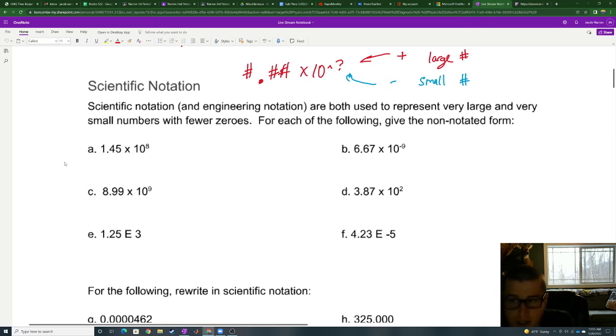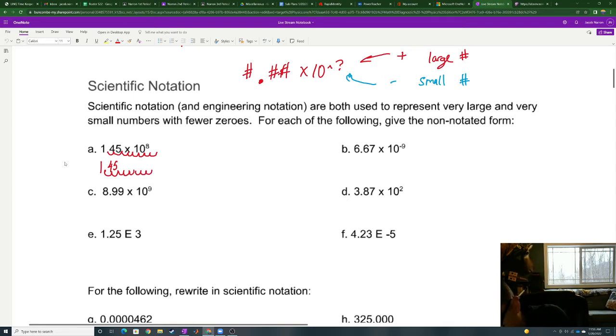Well, how many places do we move the decimal? That's where the exponent comes in. If it says times 10 to the 8th, that means I'm going to move that decimal 1, 2, 3, 4, 5, 6, 7, and 8. I'm going to move the decimal over to the right. Maybe it'll be more helpful if I rewrite that value. So we have 1.45, right? But I'm moving that decimal over 8 places.